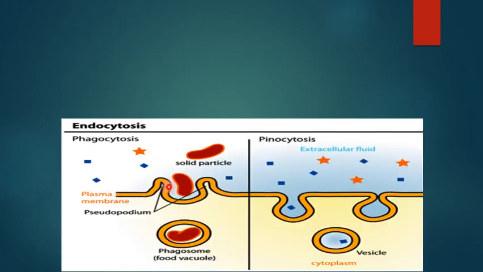Here, dear student, this is the cell membrane, and this is the solid structure that wants to enter. The cell membrane sends pseudopodia, and the particle enters together with a part of the cell membrane, and this is called the phagosome. This is called phagocytosis. While in pinocytosis, fluid enters, the cell membrane makes an invagination, and the cell membrane together with the fluid is known as pinocytic vesicle.